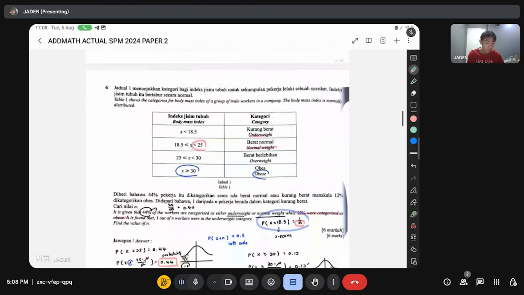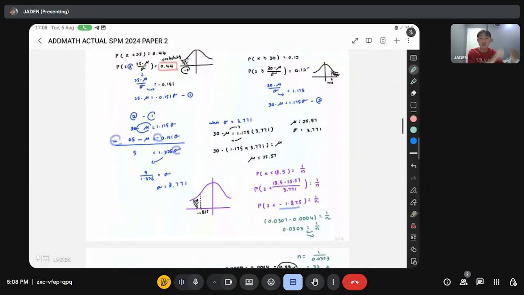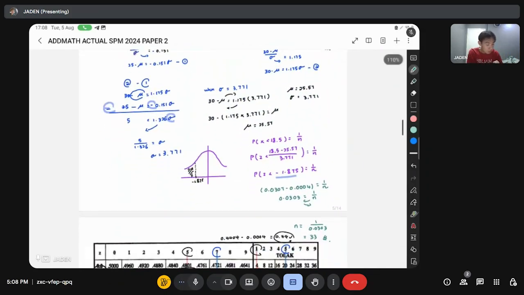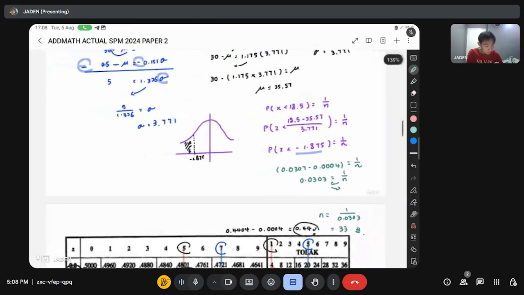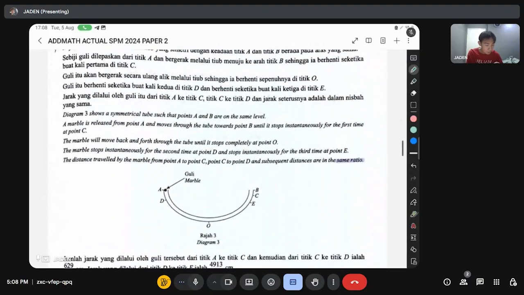Oh my god, we are finally at question 6. Now we are moving on to, I think, the most controversial question among SPM 2024, where they talk about the question about a marble. All right, let's go into the 10 marks question, which is something related to your Form 4 Chapter 5, Progression.